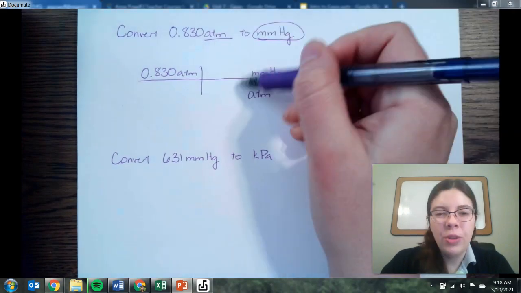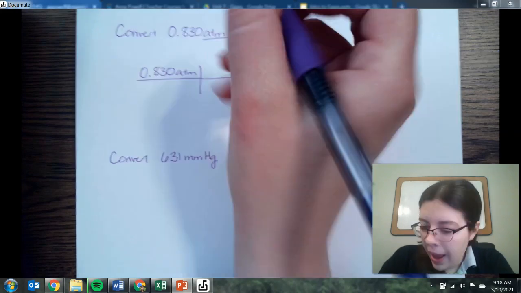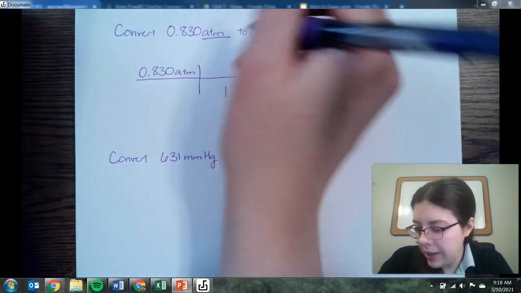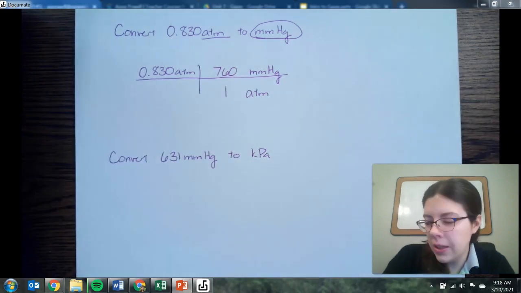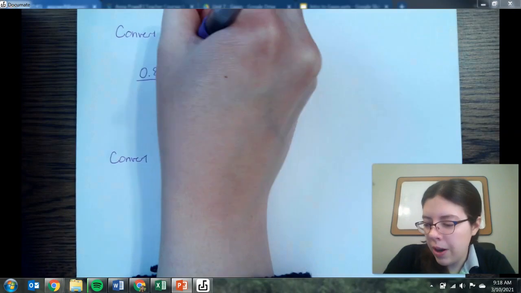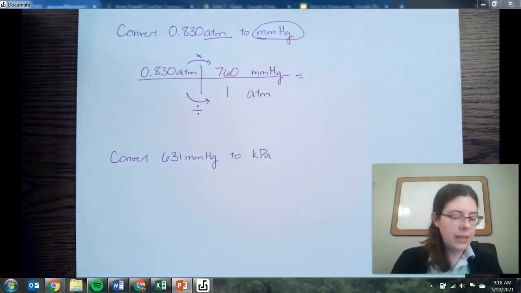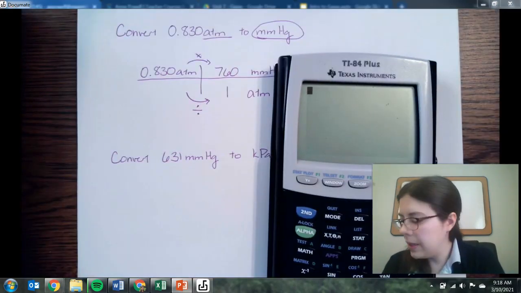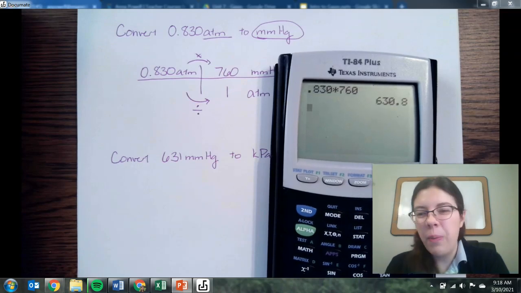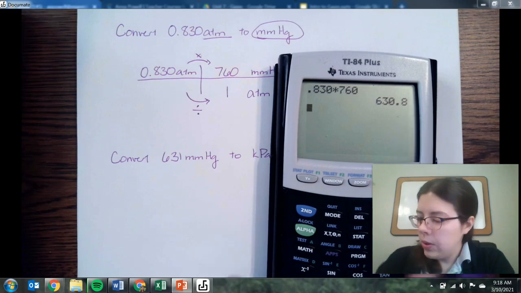Now, in order to fill in the numbers for these 2 units, I'm going to look in my notes to find the conversion factor. If I look in my notes, I see that 1 atmosphere is equal to 760 millimeters of mercury. Okay, so numbers on top, I multiply those together. Numbers on the bottom, I divide by those. So let's go ahead and plug this into our calculator. Okay, so we have 0.830 times 760, and then technically divide by 1, but that doesn't change anything. So that is the answer my calculator spits out.